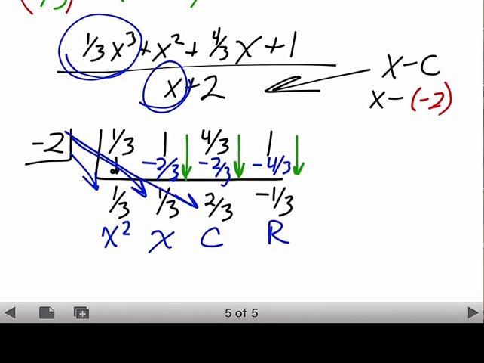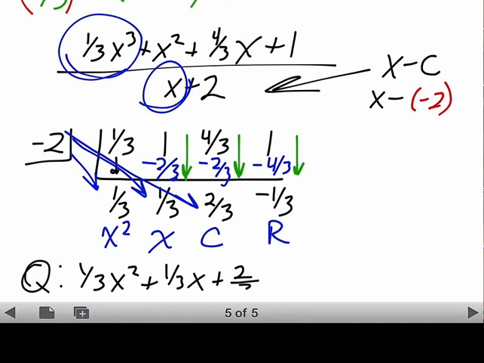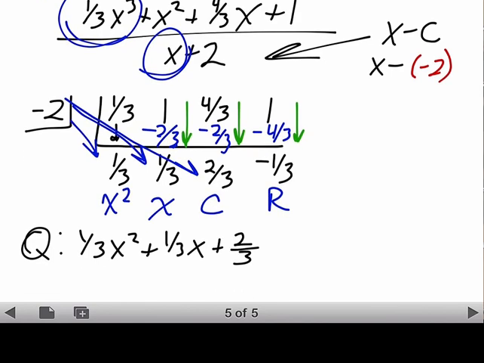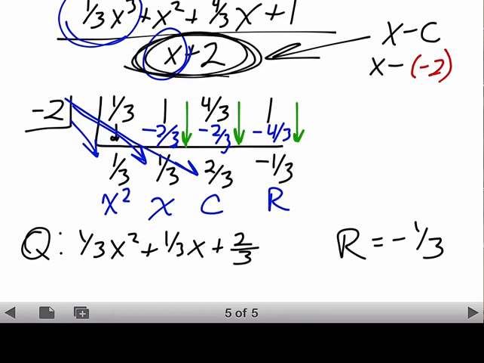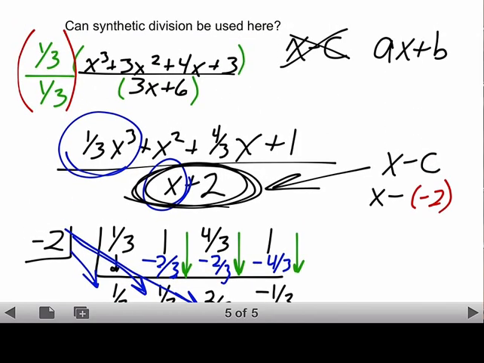Now, this is where things get just a little bit tricky. The quotient is no big deal. It's 1/3 x squared plus 1/3 x plus 2/3. However, what we have for a remainder is negative 1/3. That would be the case if we were really dividing by x plus 2. But if we look back at the original problem, we were supposed to have been dividing by 3x plus 6.